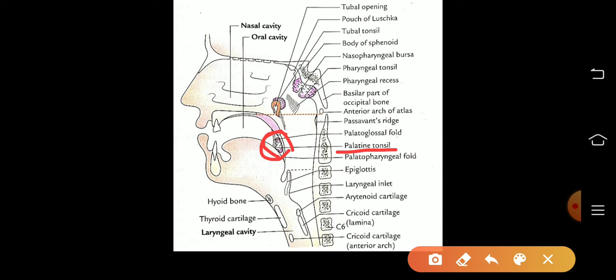So it is present in the triangular fossa or depression, and that depression is called the tonsillar fossa. Okay, so this is a peculiarity about the lateral wall.